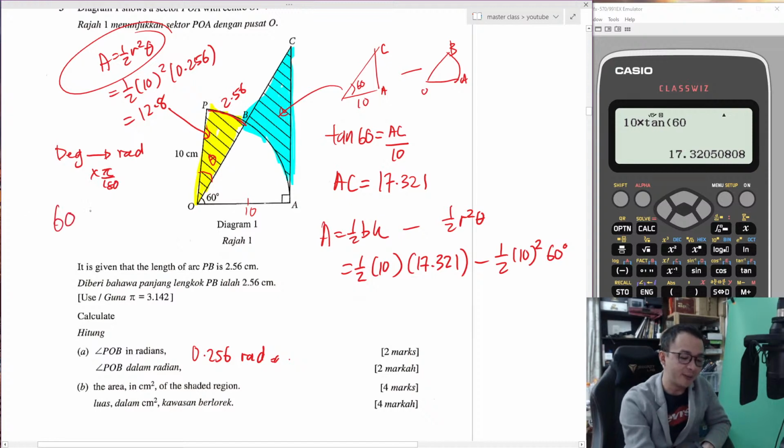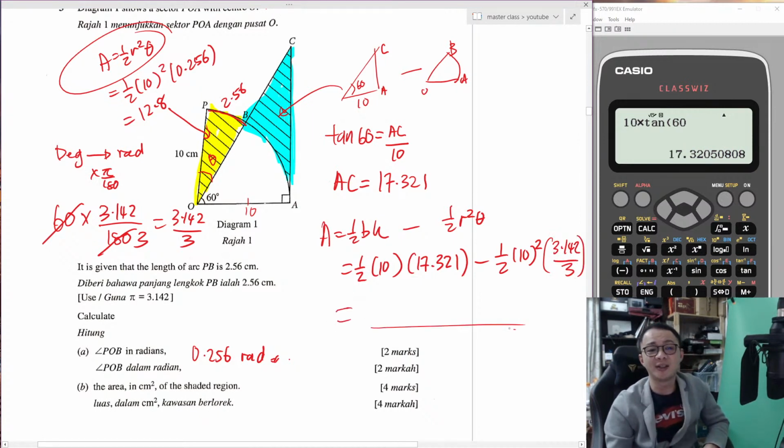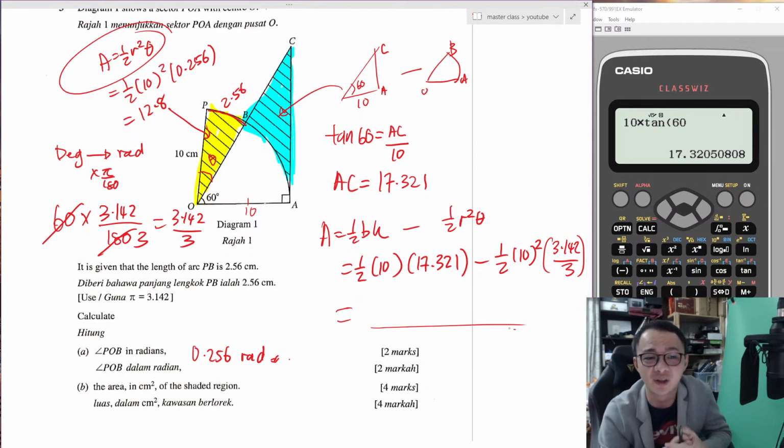So 60 degrees multiply pi. They ask you to use pi as 3.142, so we follow it. Simplified, it's 3.142 over 3. This is the angle. Cannot put the 60 degrees here. Then I just type in the calculator and I should be able to get the blue color one. Then I need to add the yellow color one to get the total shaded area.